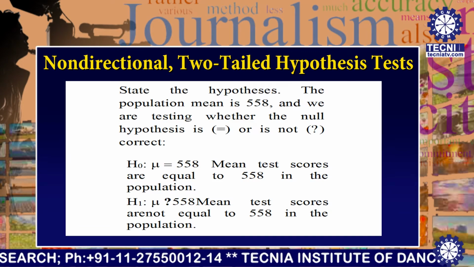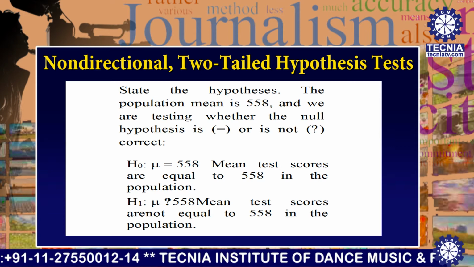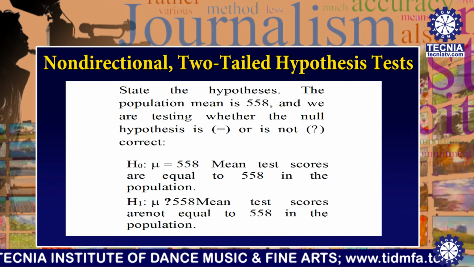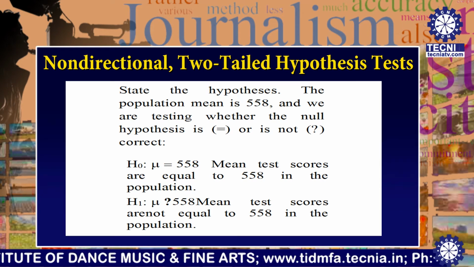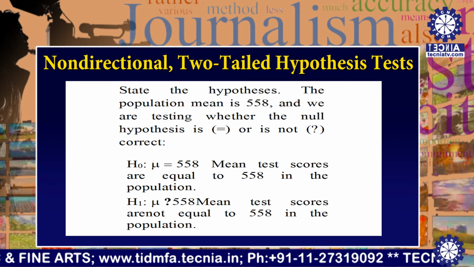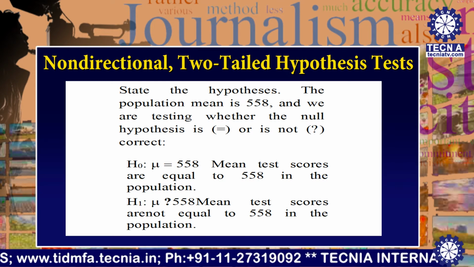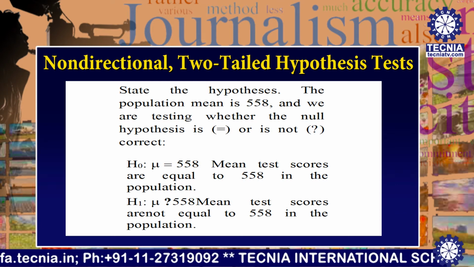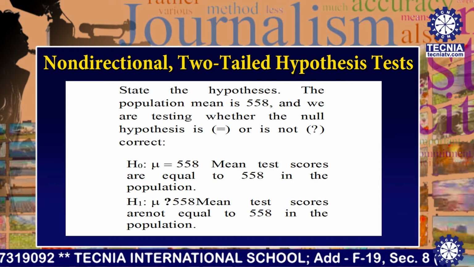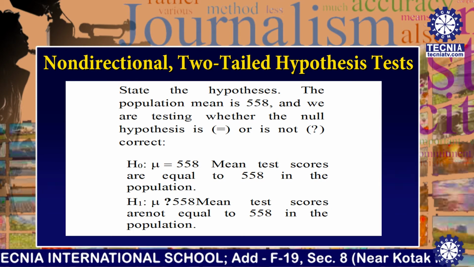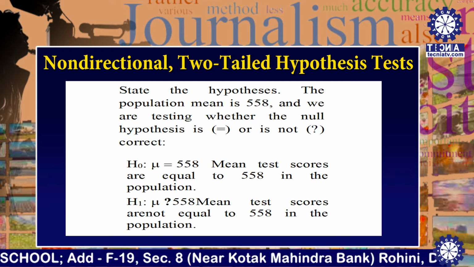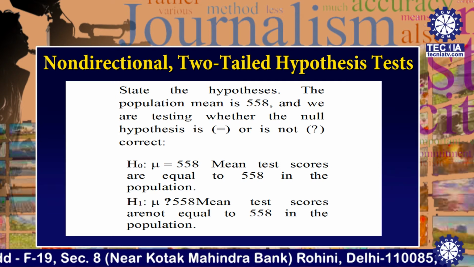Now there are certain steps to solve the hypothesis. Step 1 is to state the hypothesis. The population mean is 558 and we are testing whether the null hypothesis is or is not correct. Null hypothesis H0: mu equal to 558, that is mean test scores are equal to 558 in the population. Alternative hypothesis represented by H1: mu not equal to 558, that is mean test scores are not equal to 558 in the population.